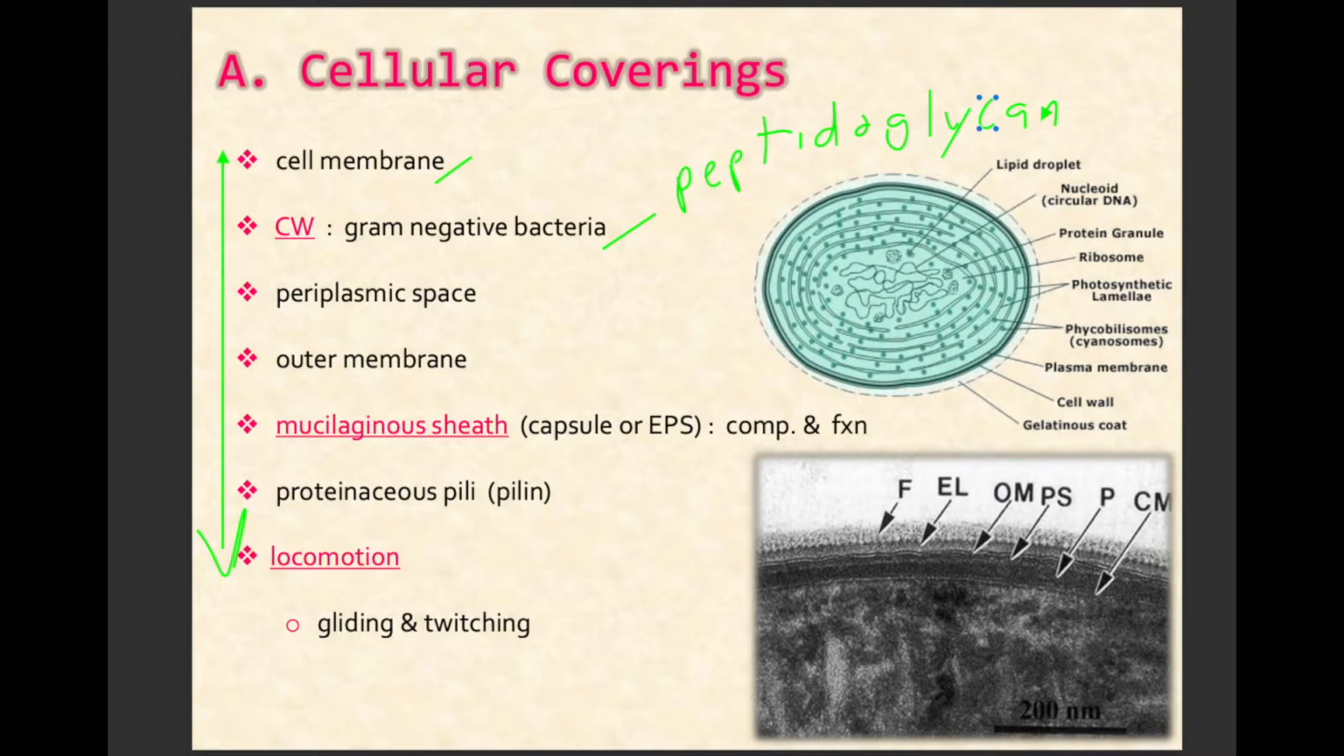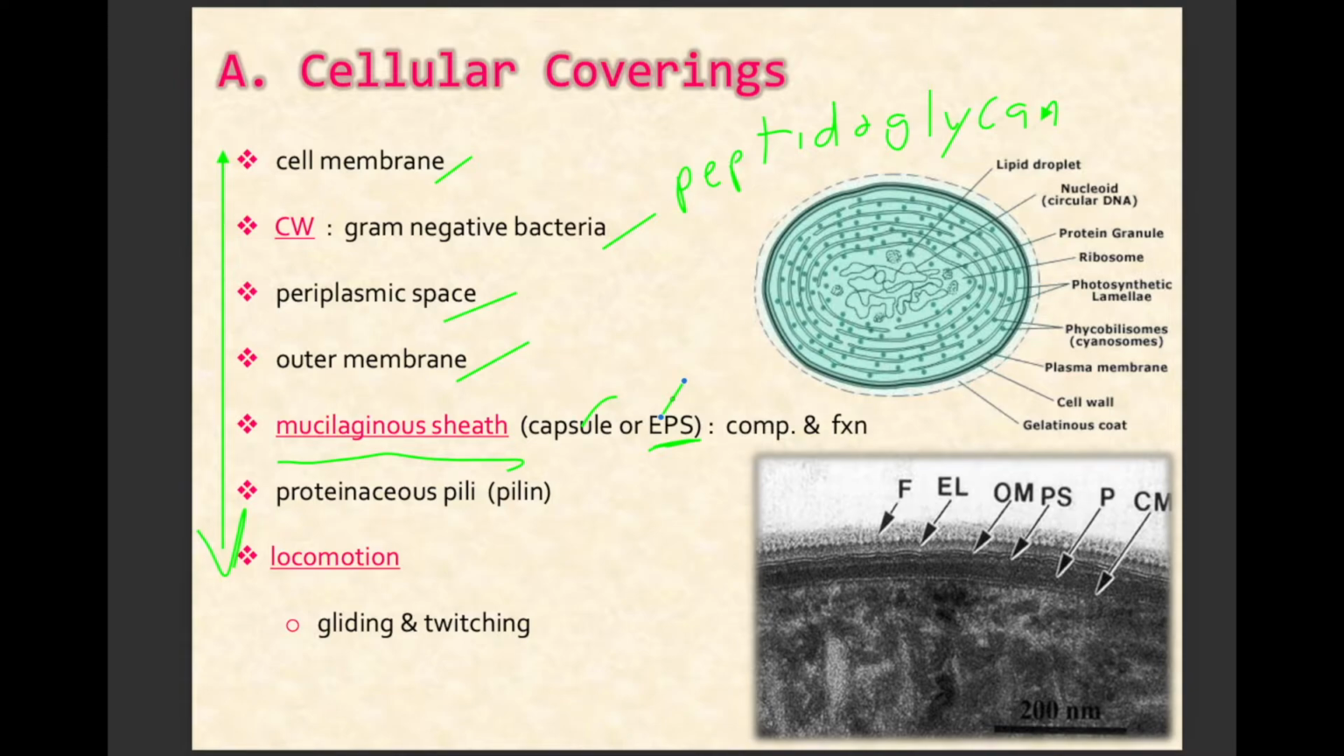Peptidoglycan. So gram-negative bacteria have a peptidoglycan layer in their cell wall. They have, of course, a periplasmic space, an outer membrane, and your mucilaginous sheath, or your capsule, or your extracellular polymeric substance, EPS. Essentially, the function of your mucilaginous sheath, your capsule, and your EPS is protection against desiccation. They are hygroscopic in nature, they can hold much moisture and prevent desiccation of your organism. So that's the main function of your mucilaginous sheath.